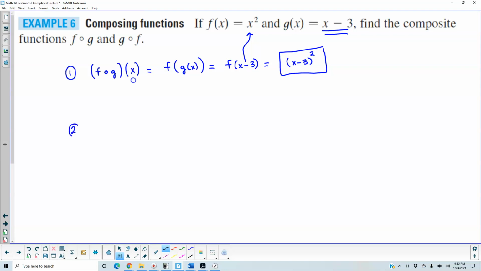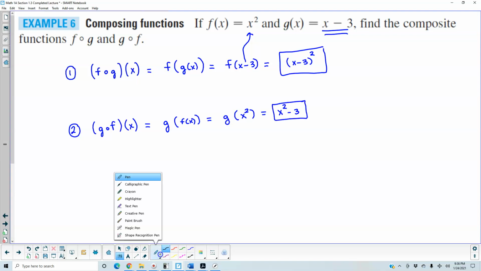Number 2, we want to find g composite f of x. And that definition states g of f of x, which is equal to g of x squared, and x squared now becomes the input for g of x, so that becomes x squared minus 3.